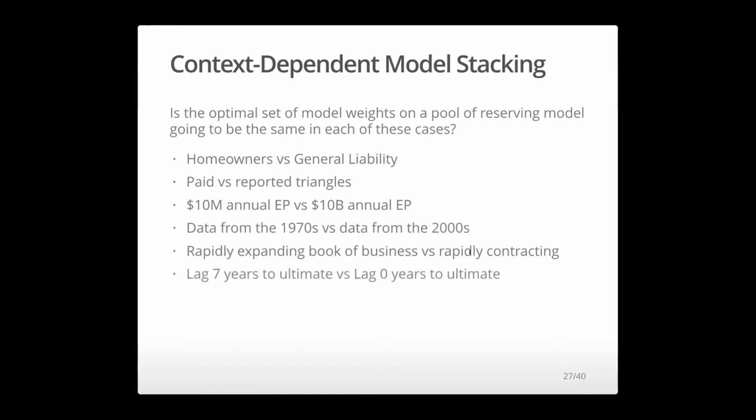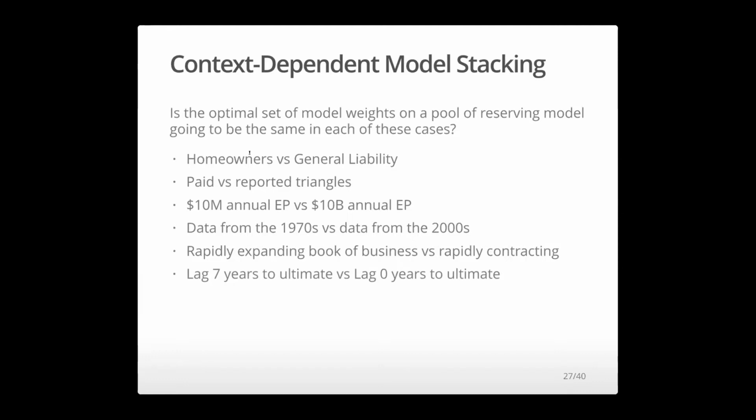Or what if you really care about trying to get a good estimate for the accident year that was 7 years ago versus you want the best estimate for the most recent accident year? All of these things are different, and for each of these, you can reasonably say, of course, given that extra contextual information, you would want to weight different models differently.